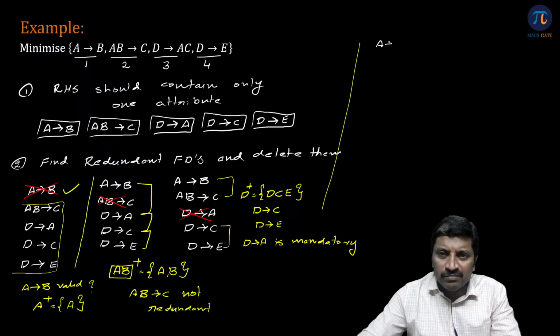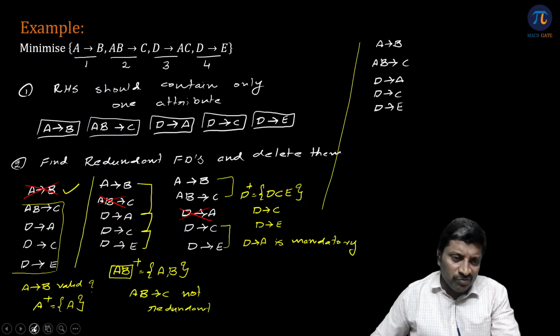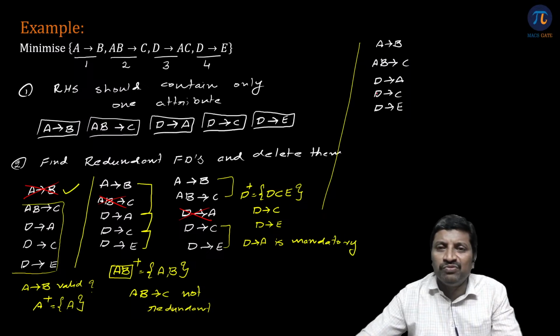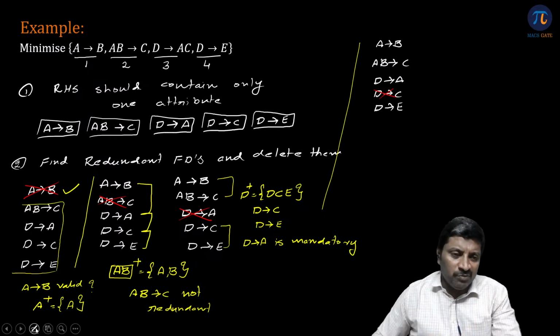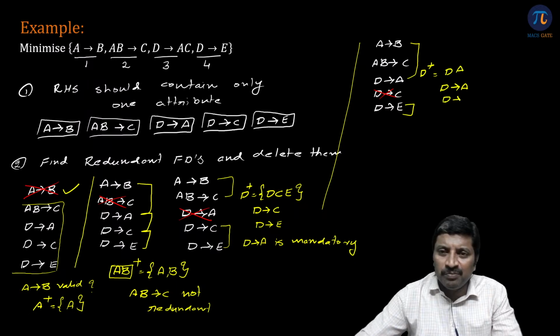Again, let me write it, sir. A implies B, AB implies C, D implies A, D implies C, D implies E. So what are we supposed to verify? We are supposed to verify the fourth one. Let me use only the remaining four. Find the closure. What is D closure? With D I can get D. D implies A, D implies A yields.